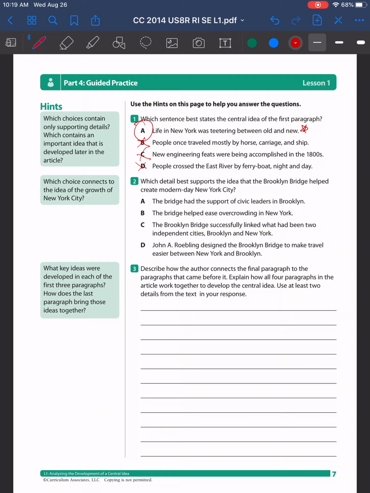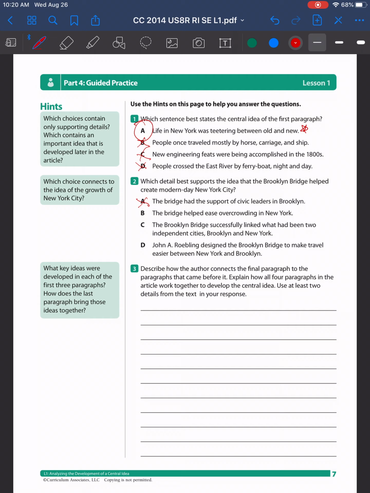Number 2. Which detail best supports the idea that Brooklyn Bridge helped create modern-day New York City? Let's see. Okay, so the bridge had the support of civic leaders? No. Because the bridge had support does not mean that the Brooklyn Bridge helped New York. Okay, that's just stating that they had supporters. The bridge helped ease overcrowding in New York? Yeah, it definitely did help with overcrowding. The Brooklyn Bridge helped create modern-day New York City because it did help with the overcrowding.